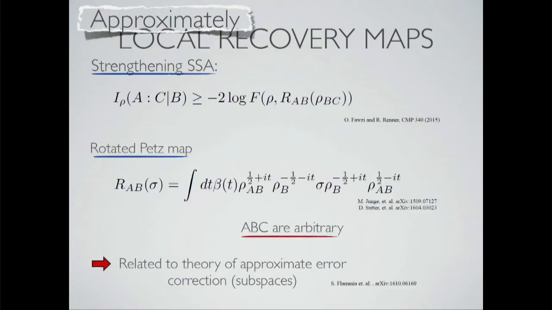Now recently, some of these results have been extended to the approximate case. And in particular, what has been shown is that the conditional mutual information is lower bounded by a term involving the fidelity and the proximity of rho, and rho where you trace out region A and recover it with this rotated Petz map. And in fact, you can also get an upper bound. So these relationships are really very tight.